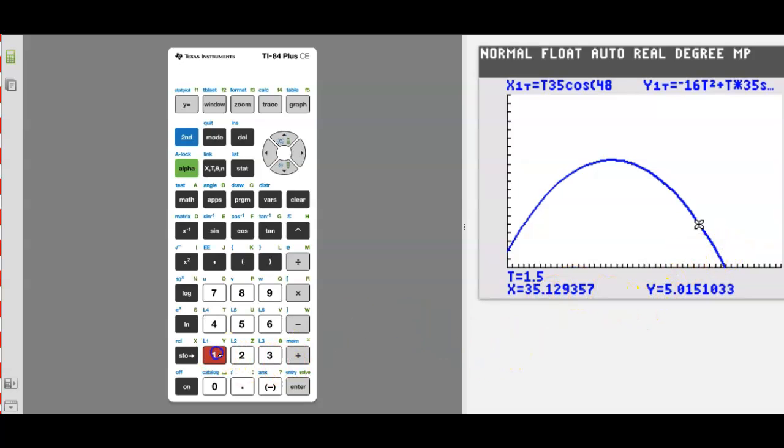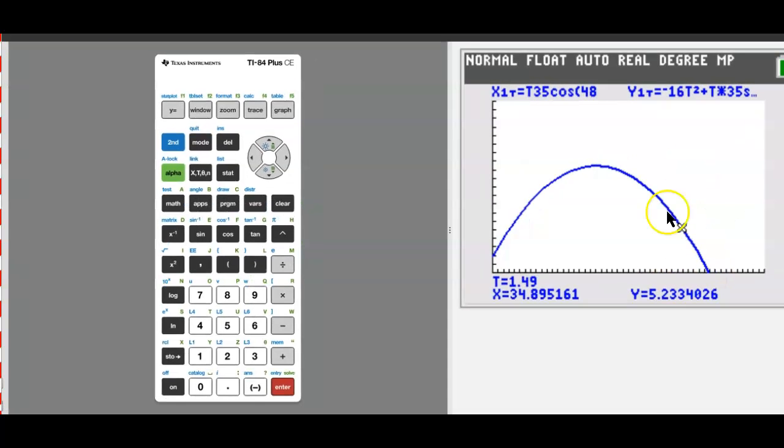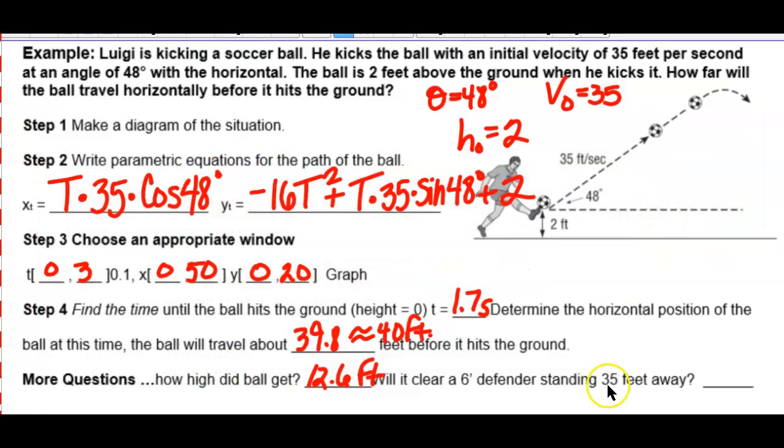If you wanted to try 1.48, 1.49 might be closer to 35 feet away. I was just trying to get this close to exactly 35 feet away. But it definitely is not over 5 feet or over 6 feet. So I'm thinking, no, it didn't clear him. It probably hit him in the face.